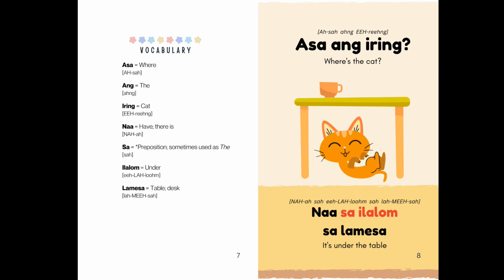Vocabulary list. Asa means where. Ang means the. Iring means cat. Naa means have or there is. Sa is a preposition, sometimes used as the. Ilalum means under. Lamesa means table or desk.